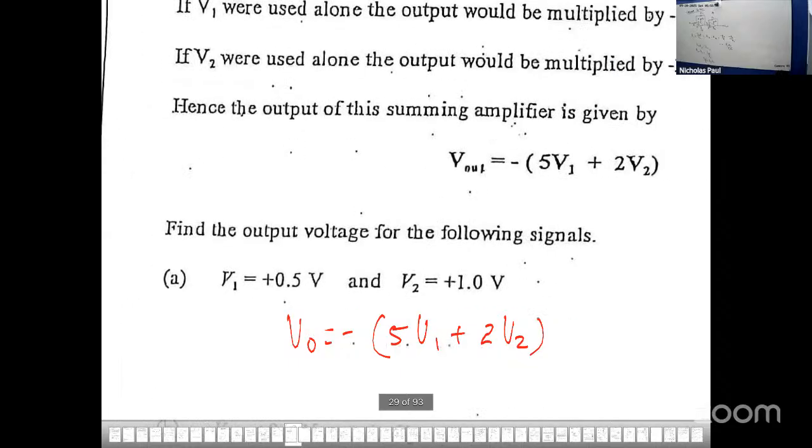What will that be? 5 by 0.5 plus 2 by 1. How much is that? Minus 4.5, right? That's it. That's all we're doing. Nothing too difficult there.